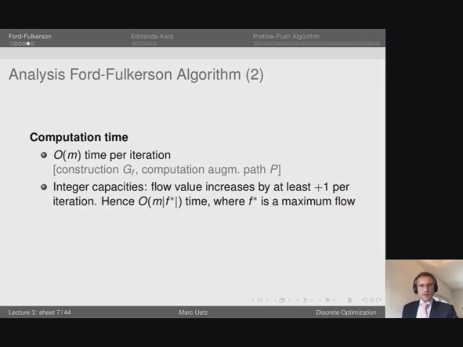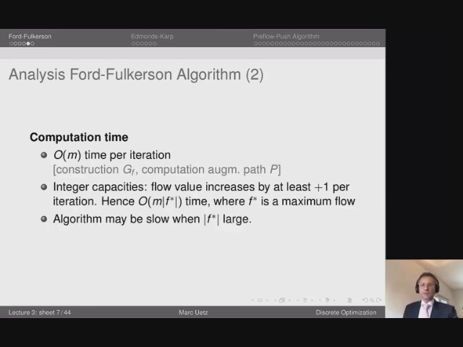So that's at least a finite computation time, but it's not really good because this upper bound depends on the value of the flow, and the value of the flow could be much, much larger than, for example, the size of the network, right? We could have capacities in the order of millions, and then this upper bound is no good.